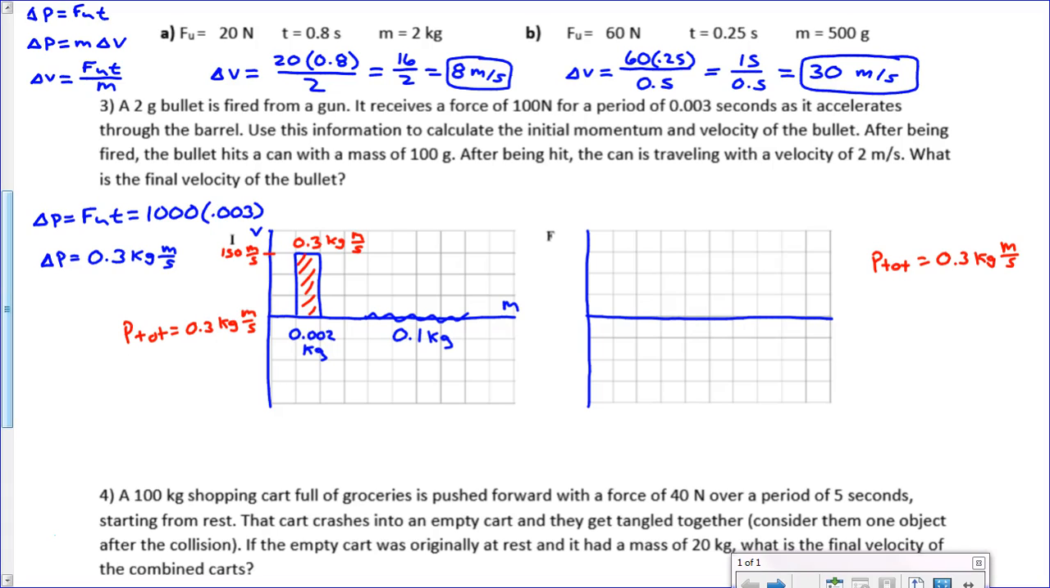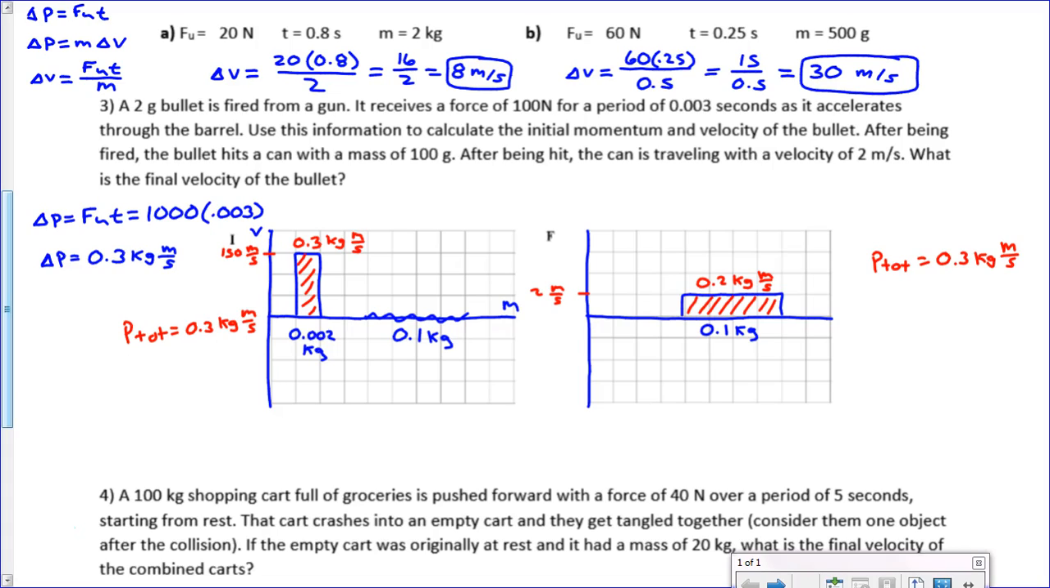We know here that the can is moving with a velocity of 2 meters per second in the end, so I'll make my little diagram for the can. It has a mass of 0.1 kilograms, and its velocity is 2 meters per second. If you calculate its momentum, you take 2 times 0.1 and get 0.2 kilogram meters per second. So the bullet has to have the rest. It needs to be a total of 0.3.